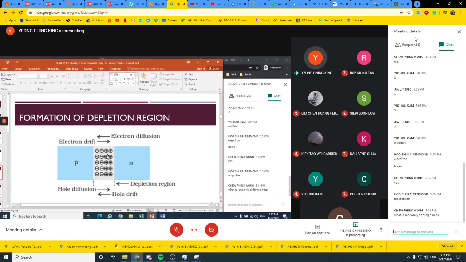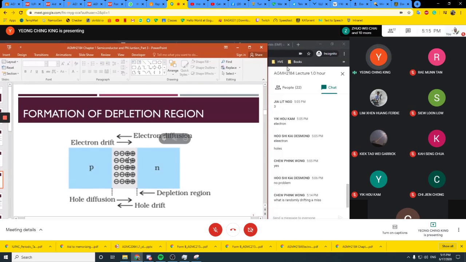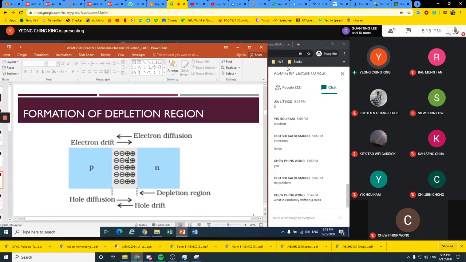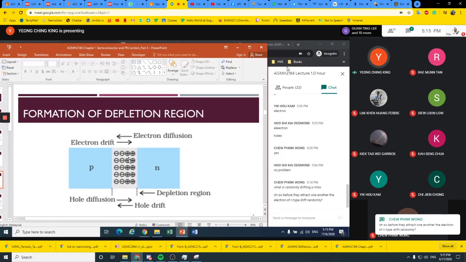Then as the electrons move across the junction, the P region loses holes as the electrons and holes combine. This creates a layer of negative charges near the junction. And these two layers of positive and negative charges form the depletion region.